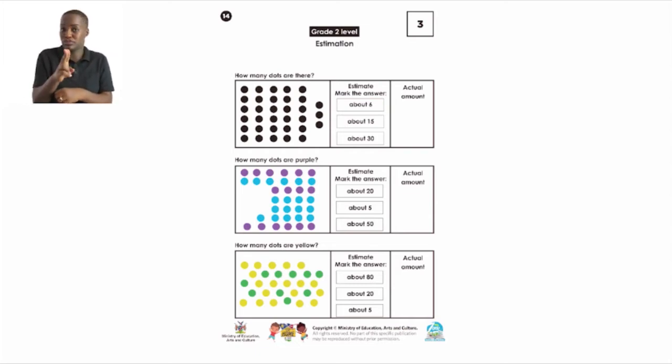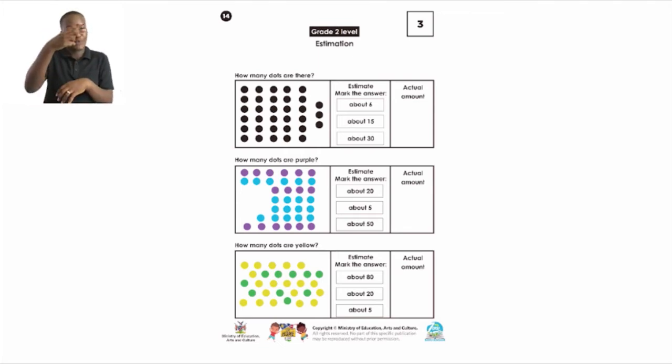We're going to start with the first one, and the first one is giving you options. Are there 6 balls? Are there 15 balls? Or are there 30 balls? I want you to, without counting, guess, and you're going to circle your answer. When you're done circling your answer, I would like you now to count the balls and actually get the answer.